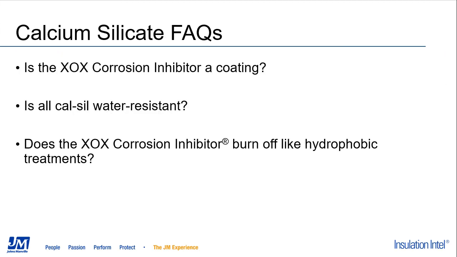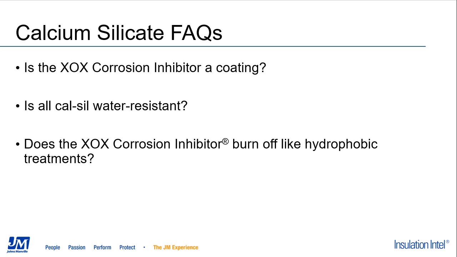Closing up our discussion about calcium silicate, we do have a couple of questions that we often get asked that we can go ahead and address for you up front. Is the XOX corrosion inhibitor a coating? And the answer to that is no. It is actually part of the chemistry of the insulation material and integral to the material itself.